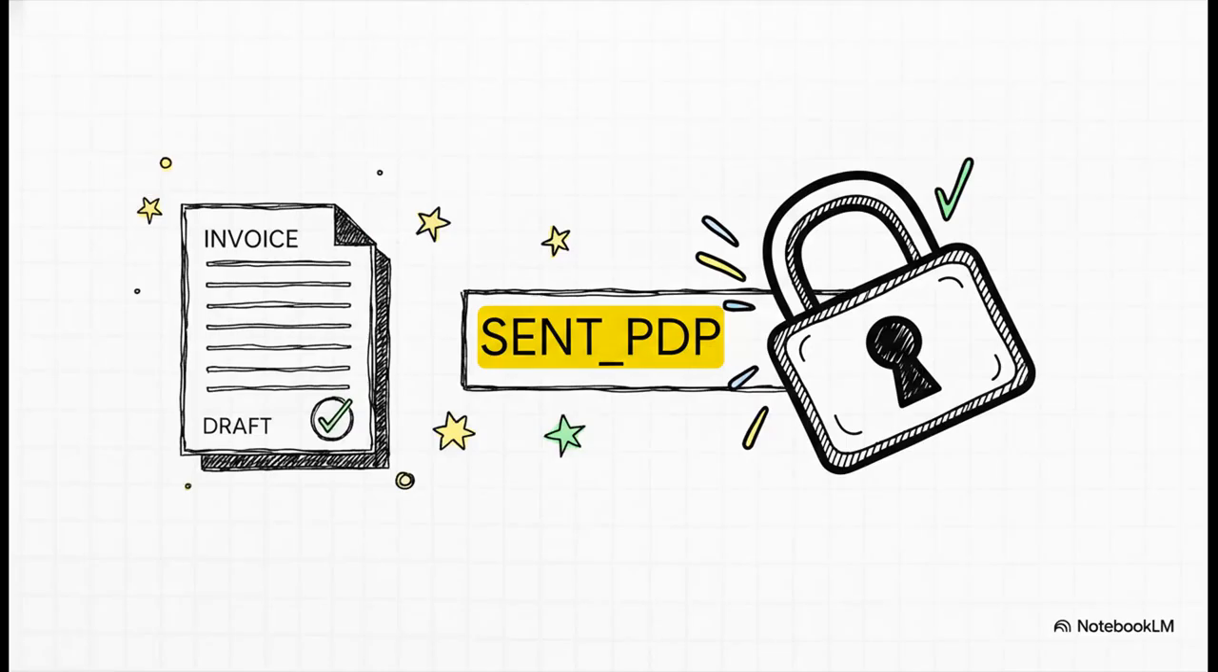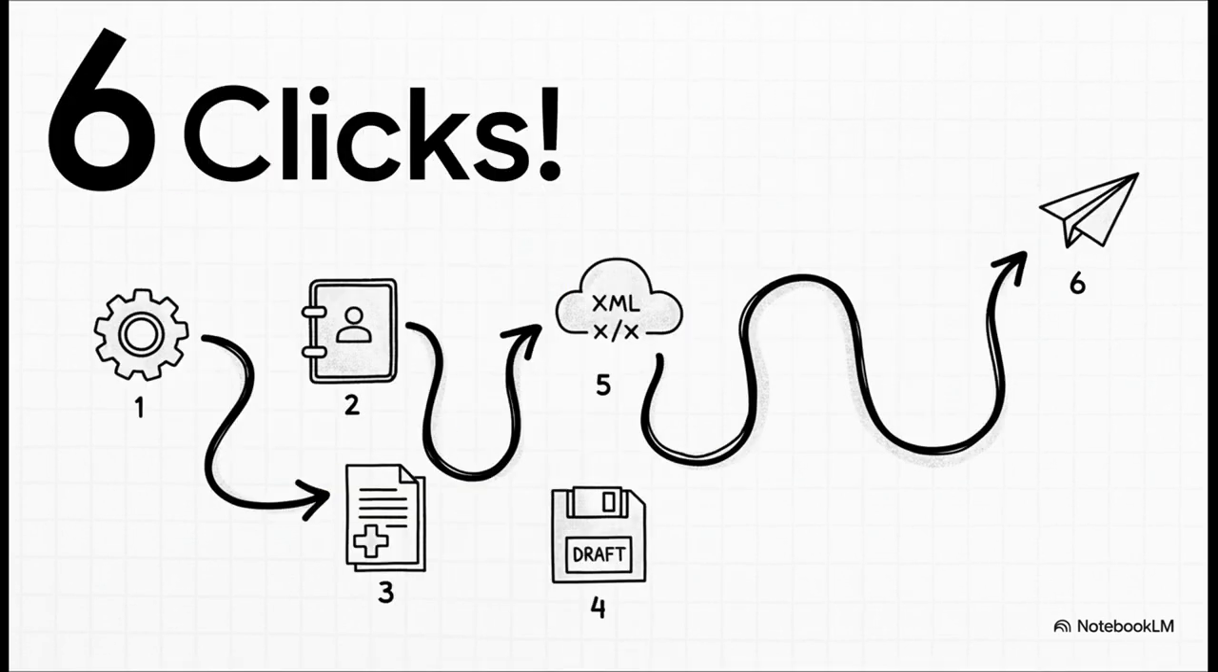And there you have it. The moment you click send, the status of your invoice flips to sent PDP. That's it. That's your proof. It's gone, it's been processed, it's official, mission accomplished. Okay, let's just pause for a second and think about what we just did. In just 6 clicks. 6! You set up your company, you added a customer, you created a professional invoice, you generated the right file, and you sent it securely. You did the whole shebang. It really is that easy.